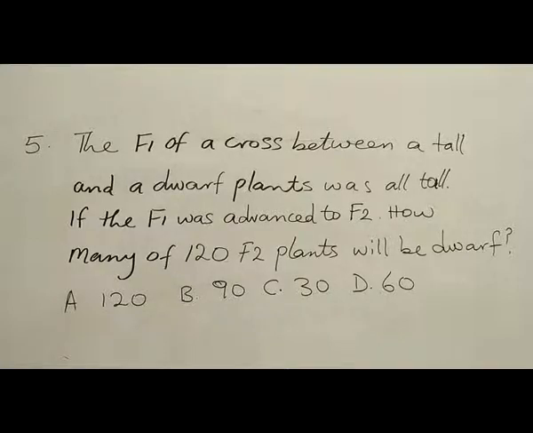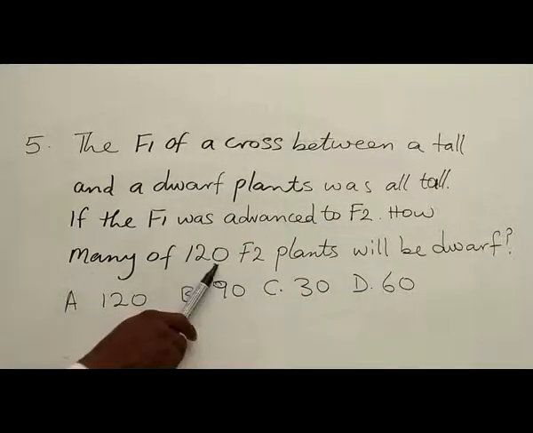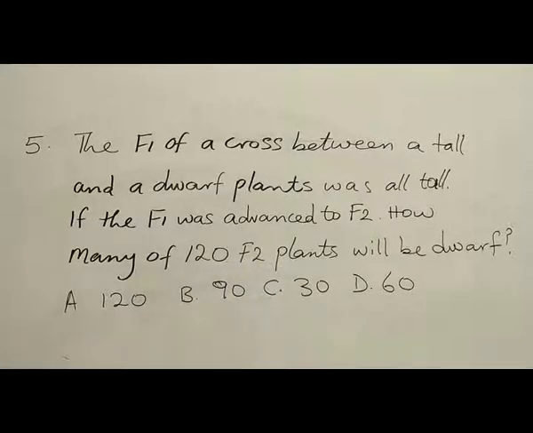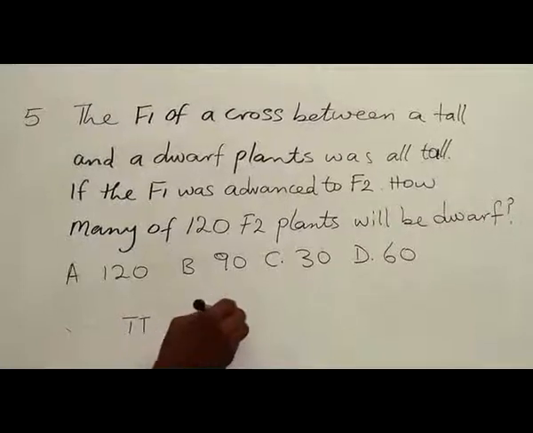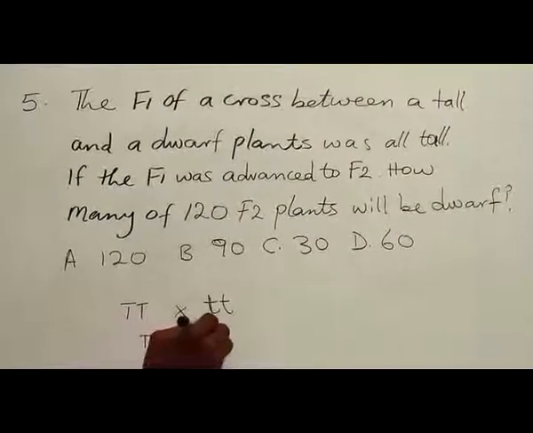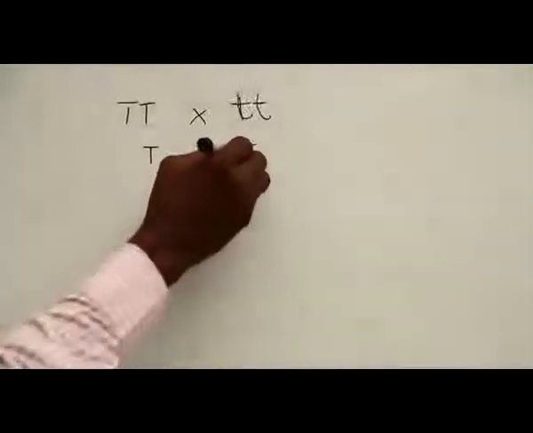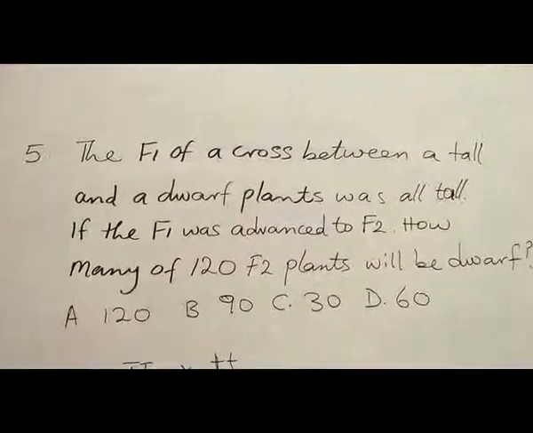Number 5. The first filial generation of a cross between a tall and a dwarf plant was all tall. If the first filial generation was advanced to the second filial generation, how many of 120 second filial plants would be dwarf? Very simple. Now, what to do is to have the tall plant cross with the dwarf plant. They are all homozygous. Then this one produces tall gametes, this one produces short gametes, and the two produce heterozygous tall. That is what was all tall. All of them tall, all the offspring.